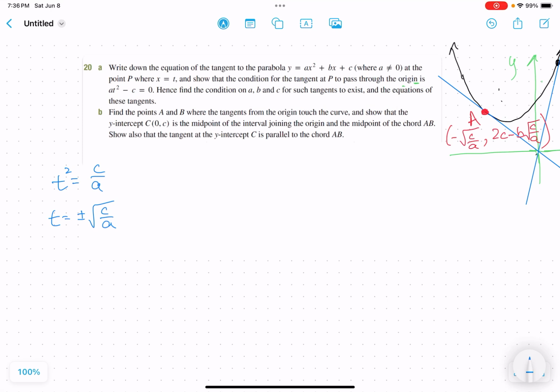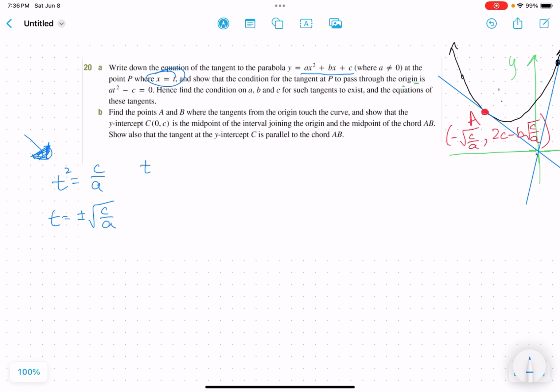All right, so from A, we've got that t squared is c on A, and t therefore is plus or minus root c on A. So t is, of course, when x equals t. So let's put those into the y to find the y value so we can find the points.